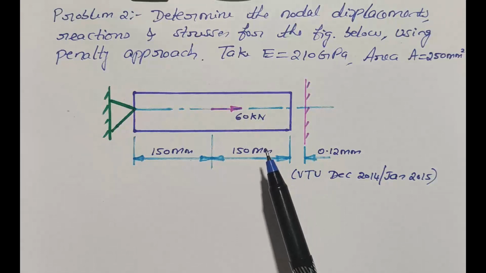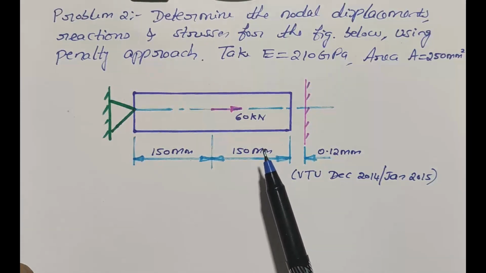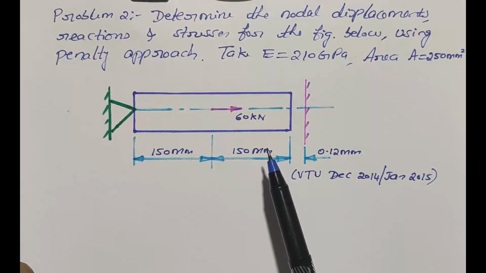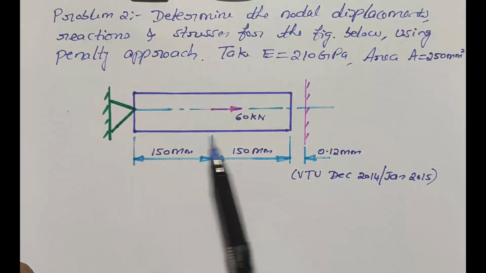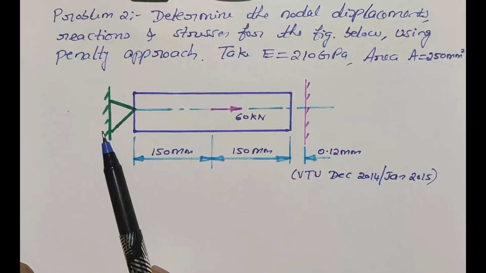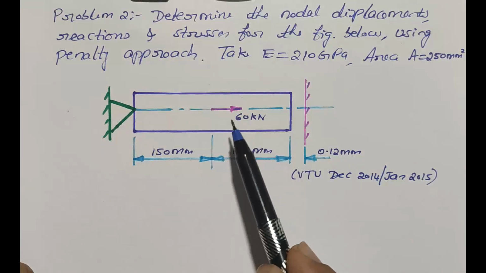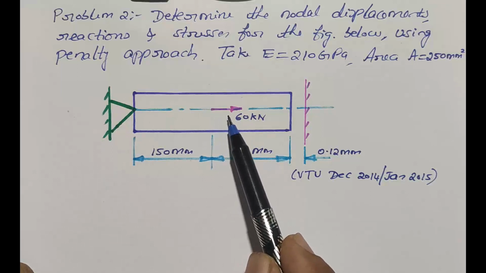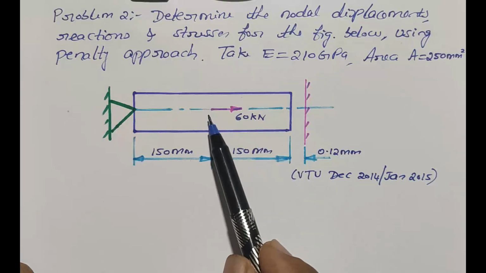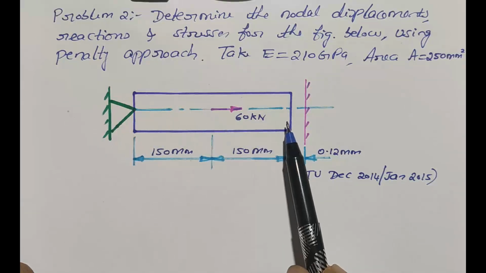Same problem we have solved by using elimination approach also. Since it is very important problem, we will solve the same problem by using penalty approach also. See, it is a uniform bar whose one end of the bar is fixed and it is subjected to a 60 kN at the center of the bar. Total length of the bar is given 300 mm.